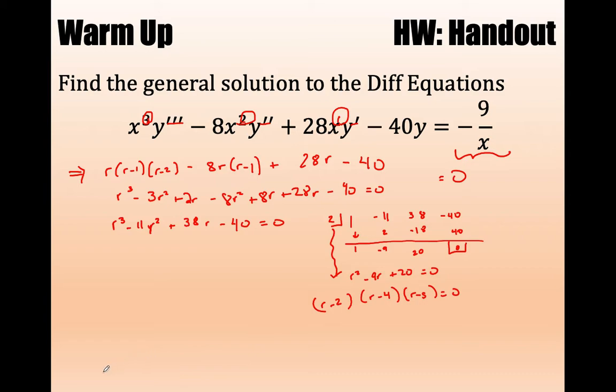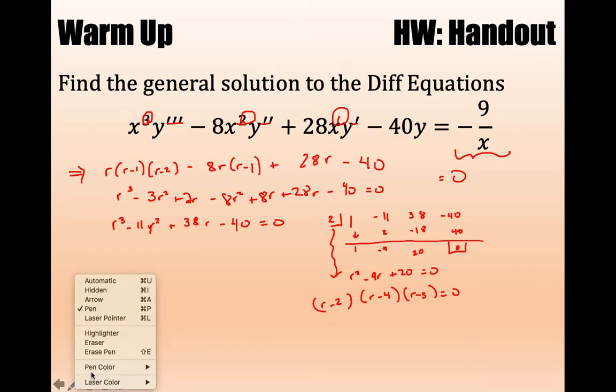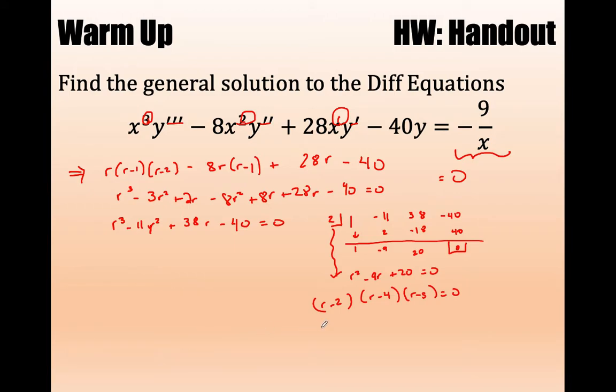So that allows us to say that we have complementary solutions. Remember, our r's are exponents on x with our replacement with Cauchy, the second method of Cauchy-Euler. So I have x squared, x to the 4th, and x to the 5th.